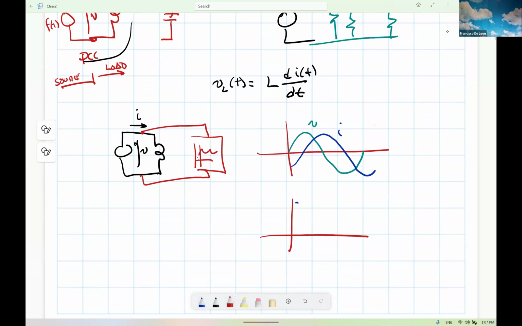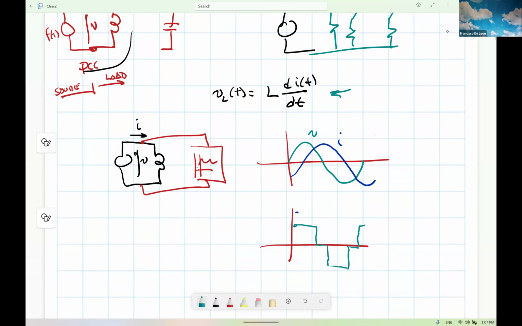So one way to do it is just to change the source, right? Let's change the source. So the voltage source, instead of being sinusoidal, let's make the voltage source a square wave. Even give it a little bit of things like that. Okay, so if I make this, what will the current be? If it is true that this law holds, how would the current be?